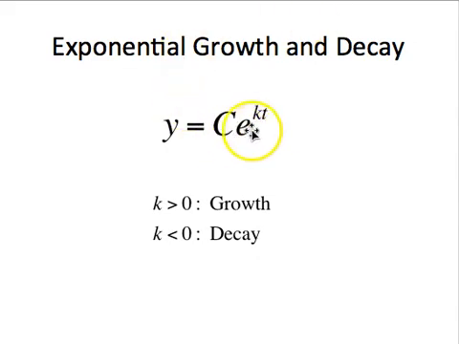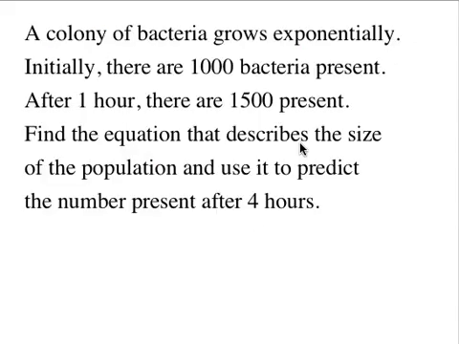And C happens when t is 0, because if t is 0, we have e to the k times 0, which is e to the 0, which is just 1. So C is your initial amount. C is what you get at time 0. So we're going to need to figure out C, our initial amount, and k, our growth constant, to be able to use this model.